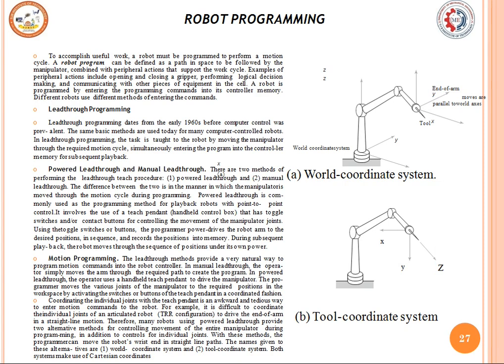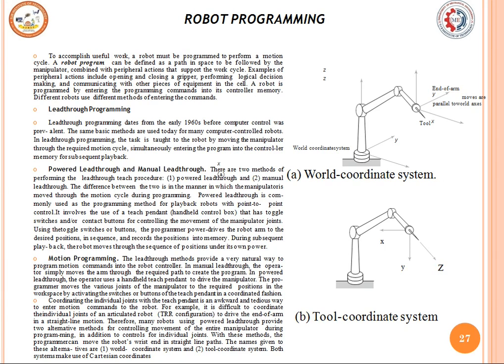Robot programming can be carried out depending on the type of robot we want to use, that is, lead through programming. Here, for computer controlled robots, the task is taught to the robot by using the manipulator through the required cycle, simultaneously entering the program into the controller memory for subsequent playback. So you show where all the points it has to move, and accordingly the robot is going to do a painting operation or a welding operation.